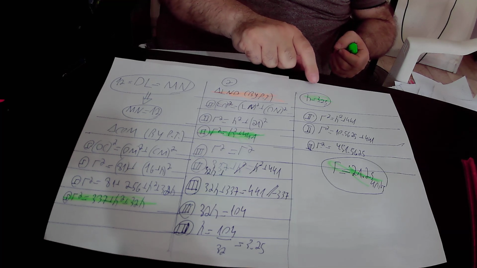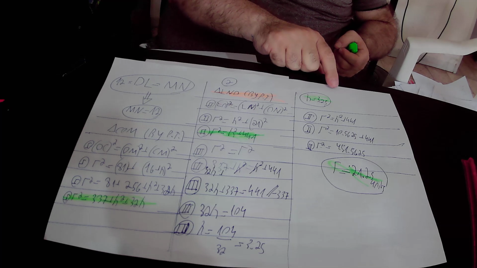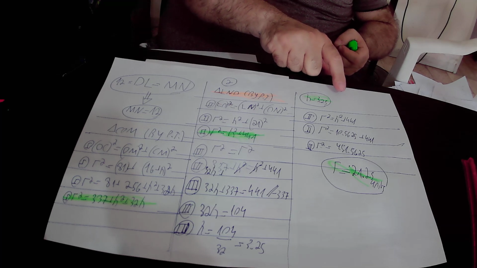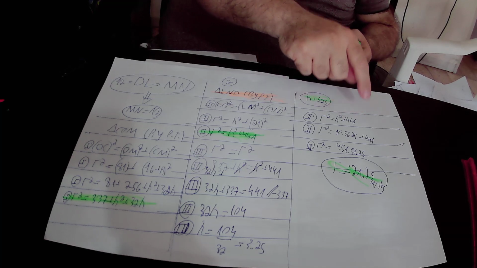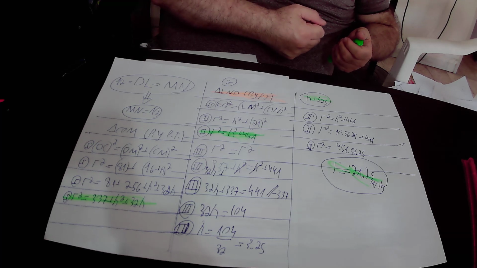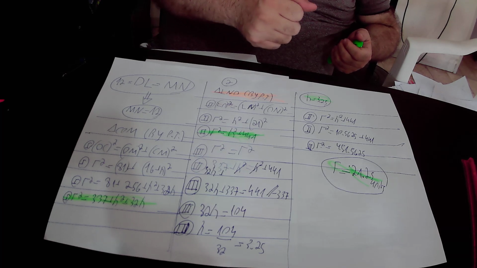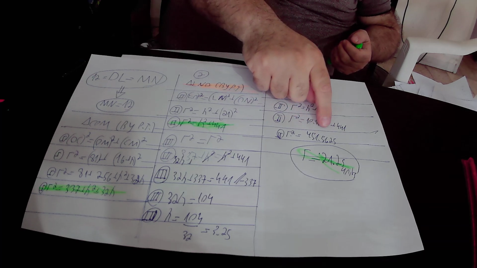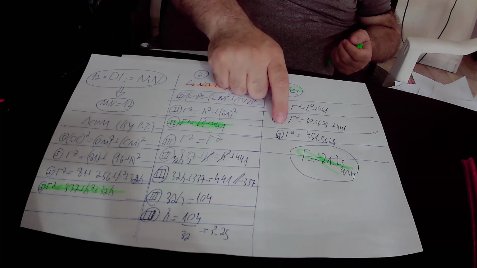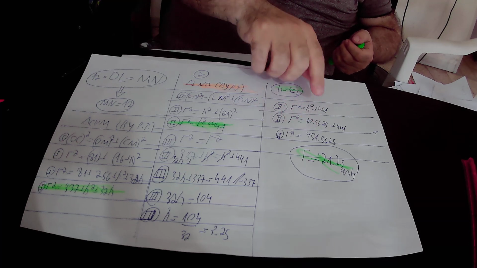According to equation number 2, R square equals H square plus 441. If H equals 3.25, it means that H squared is 3.25 squared. So R squared equals 10.5625 plus 441, that is 451.5625. We took the square root of this equation, and found out that R equals the square root of 451.5625, that is 21.25 units.